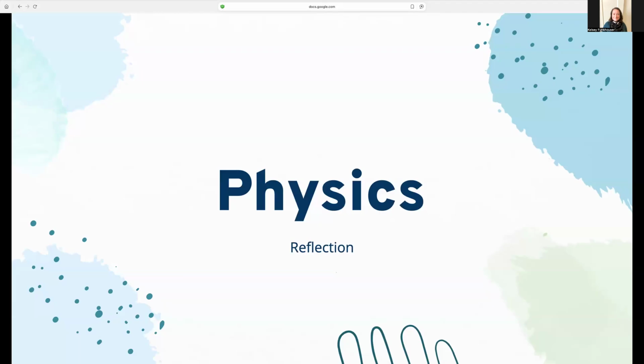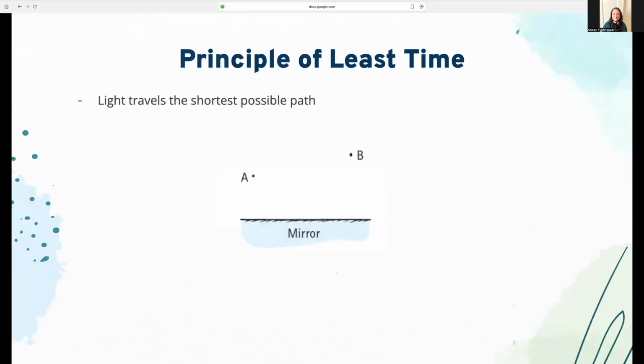Hi, let's talk about reflection. The rule about light is that it travels the shortest possible path.